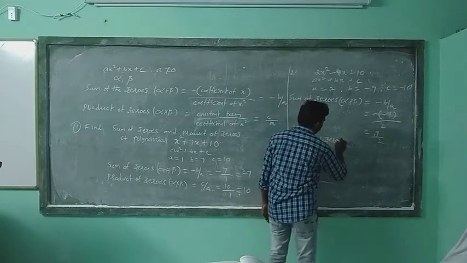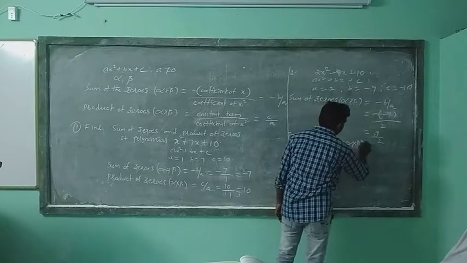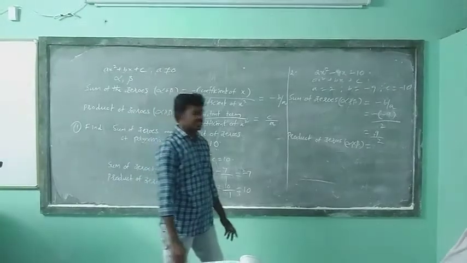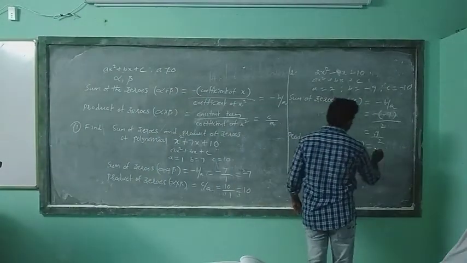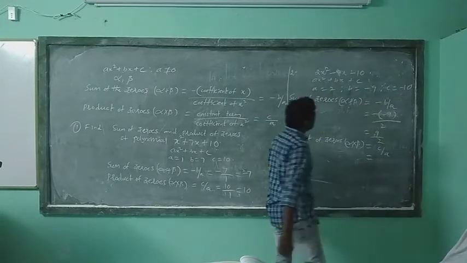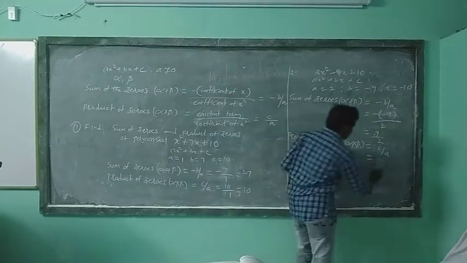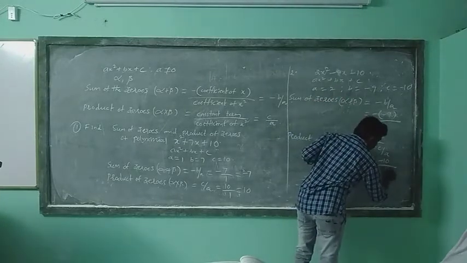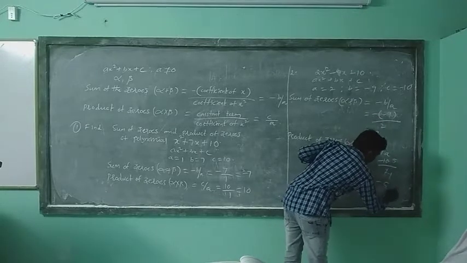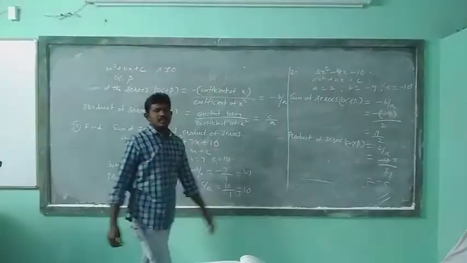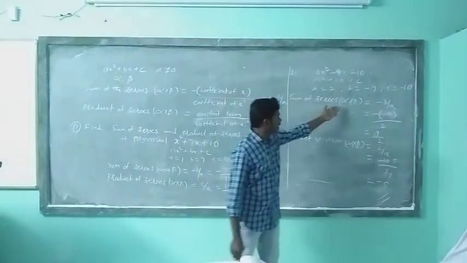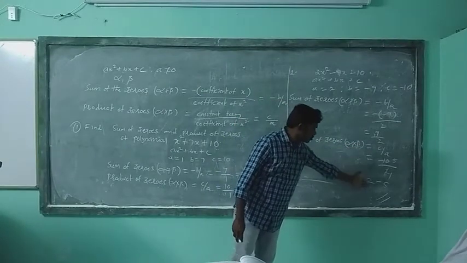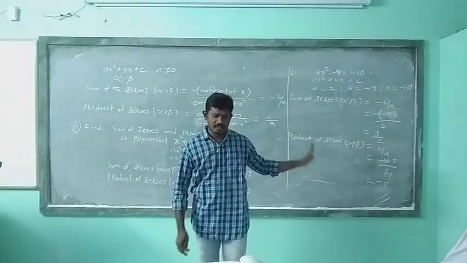Next, the product of zeros, alpha into beta. The formula is c by a. The c value is minus 10 and the a value is 2. Two fives are 10, so minus 5. So the sum of zeros alpha plus beta equals 9 by 2, and the product of zeros alpha into beta equals c by a, which is minus 5. Understand? Next.